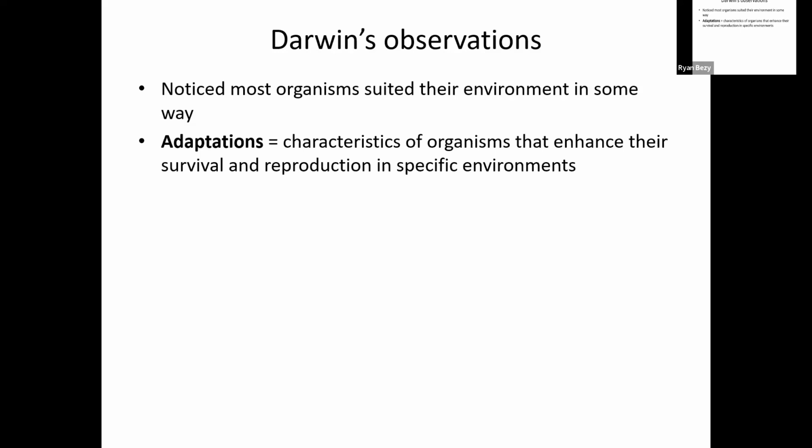He called these adaptations. Adaptations, again, are some type of characteristic of an organism that enhances their survival or their reproduction or both in some type of specific environment. So the adaptations help them be successful, help them survive, help them reproduce in some way. And there are a lot of different examples of adaptations.